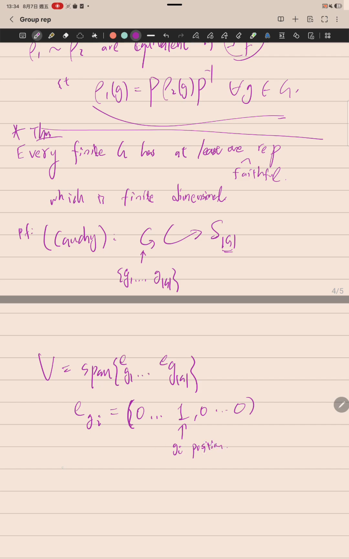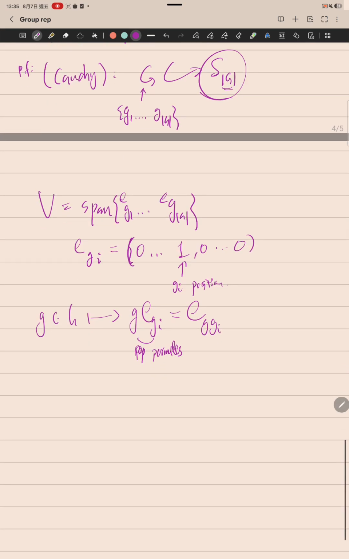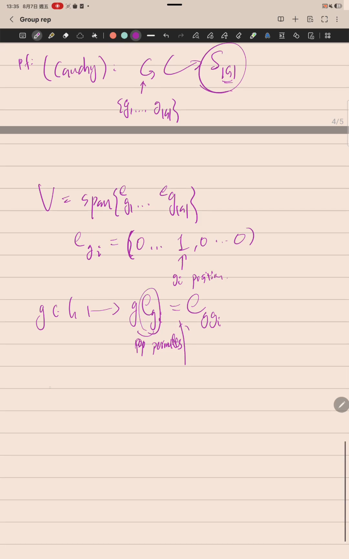Okay, so now I can construct the representation. Because G is a subgroup of the symmetric group, I can just permute. So for every G belonging to G, I map it into the permutation: G acts on E of GI by permuting it into E of G GI. So for each E of GI I do the permutation, and I can construct a matrix representation of this linear map, and this is a representation.